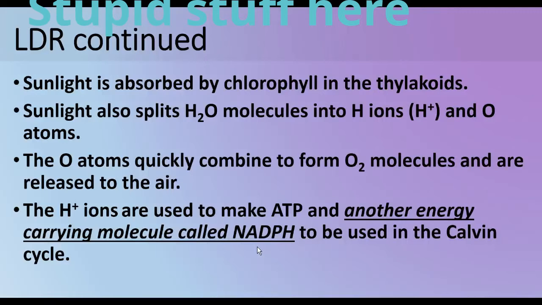The sunlight also excites some electrons in the chlorophyll, and that helps out the next process, which is carrying these hydrogen ions to a different part of the chloroplast to be used in the next set of reactions. These hydrogen ions are going to be used to make ATP, which, remember, we talked about earlier is the energy molecule of cells.